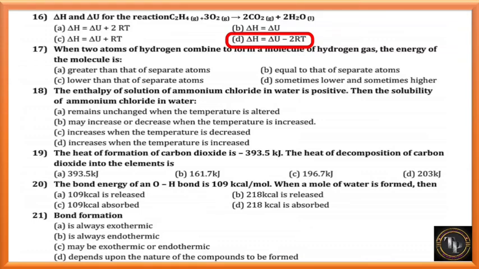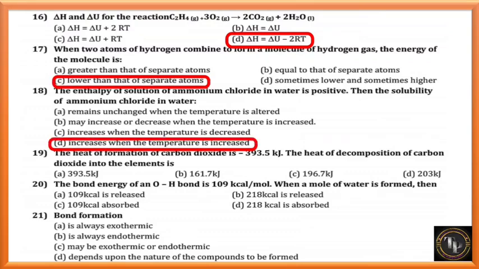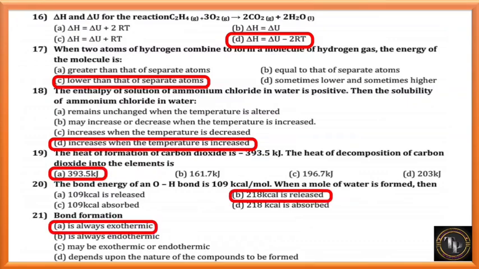When two atoms of hydrogen combine to form a molecule of hydrogen gas, the energy of the molecule is lower than that of separate atoms. See the options, guys. If you want to take a screenshot, you can take it, guys, because it is impossible to explain all the questions with the theory part. It is not possible, guys, because we have to complete all the chapter MCQs within one shot.